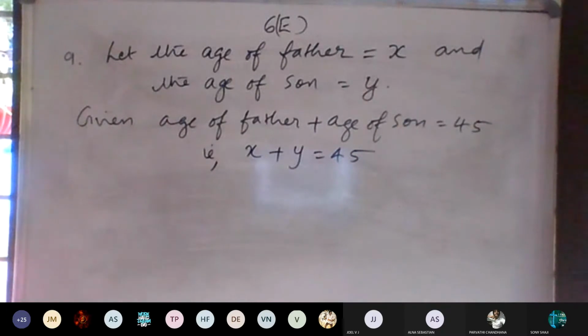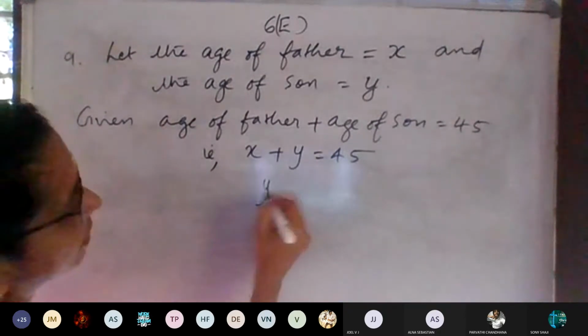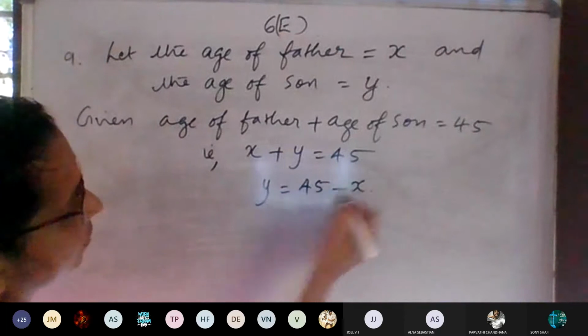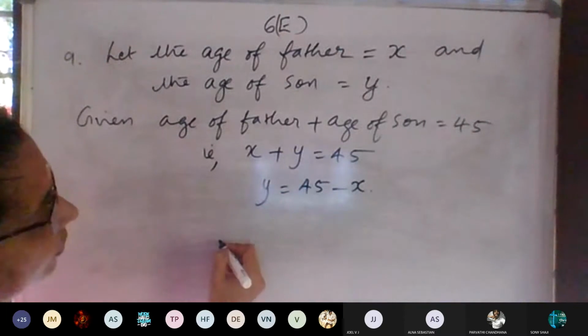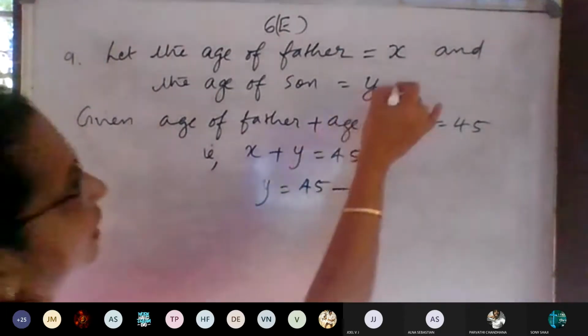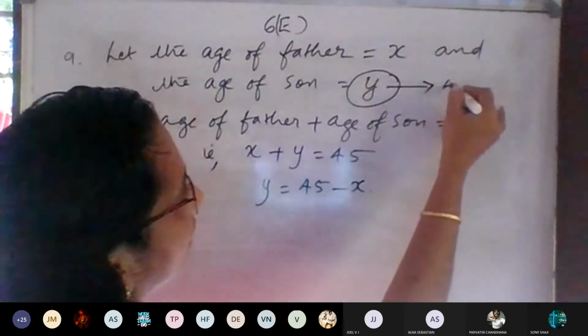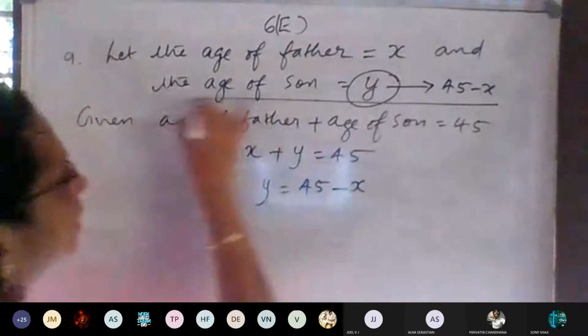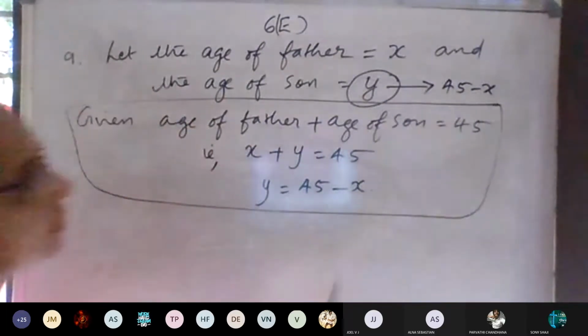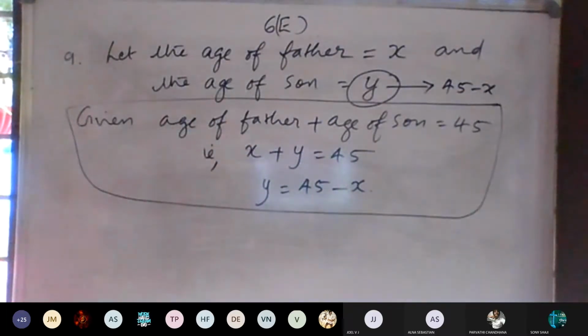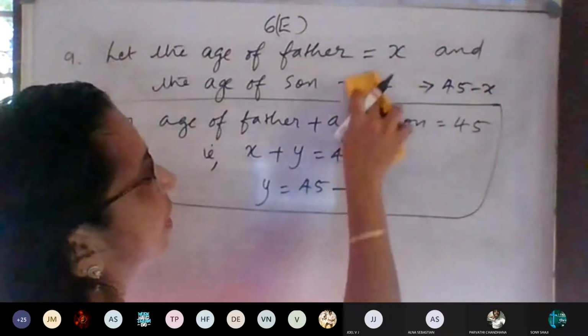Two unknowns means we can't solve this. So write y in terms of x or x in terms of y. Y in terms of x we can write as y is equal to 45 minus x. That is, this y, age of son, in terms of x we can write as 45 minus x using this condition. Any doubt up to this?